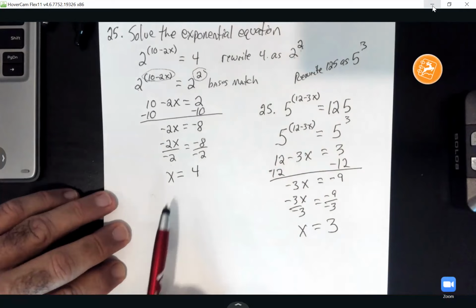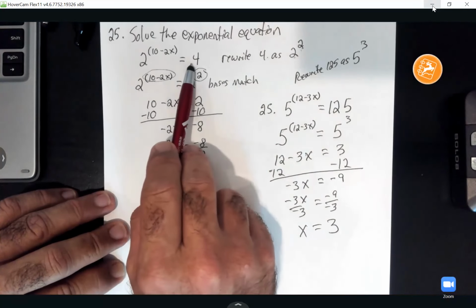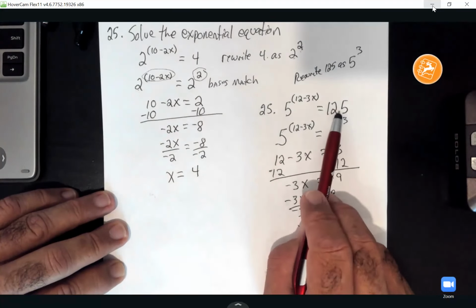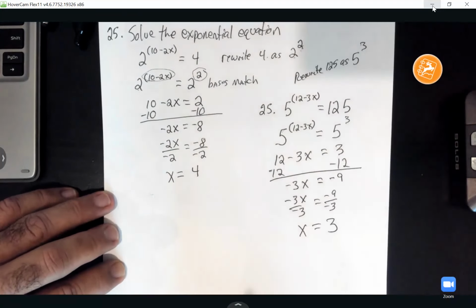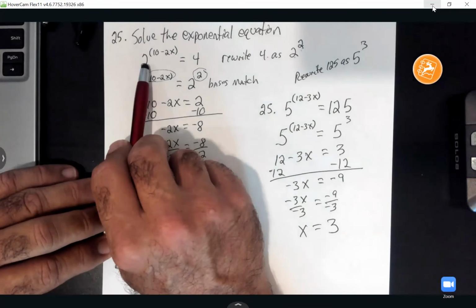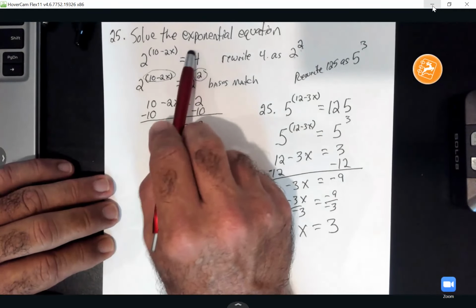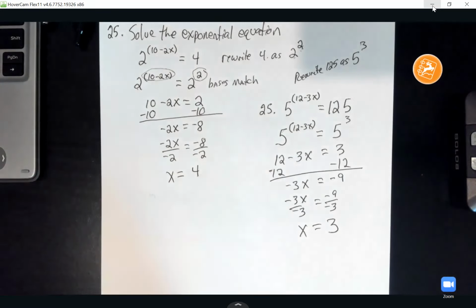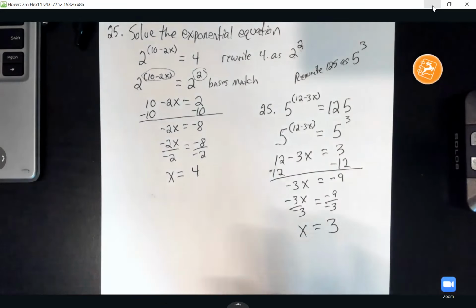Perfect. So y'all, if you get a base 2, try to rewrite the number using a 2 to an exponent. If you get a base 5, try to rewrite the number using a 5 to an exponent. Okay? Good job on that. I really have a good question. For 25, are the bases always going to match? Yes. Whatever you have on the left side as a base, the number on the right side will be rewritten using that base. So you do not have to do that log stuff on this one at all. Okay.